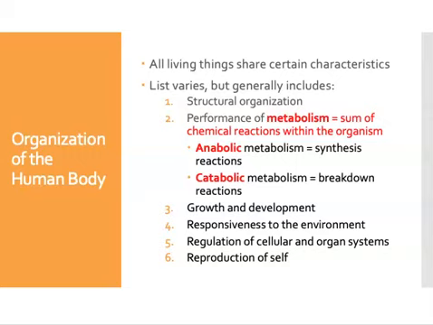But this list that you're looking at here, that has 6 things on it, these are the types of things that most scientists agree on in terms of the characteristics that living things have. For example, all living things have some degree of structural organization. In other words, they have pieces and parts, and those parts are organized to perform certain functions for the cell.